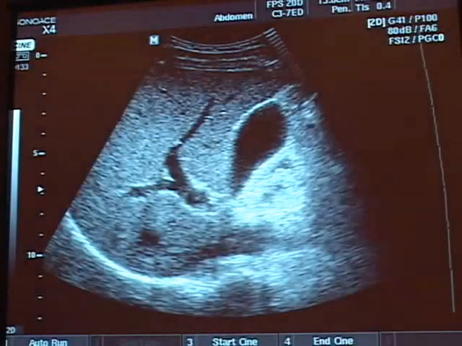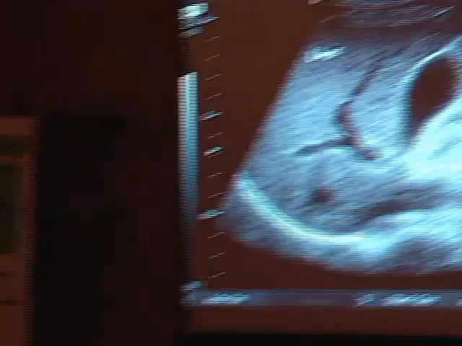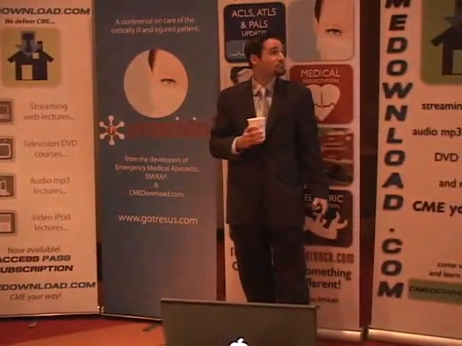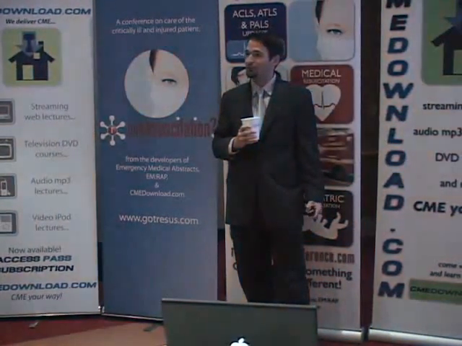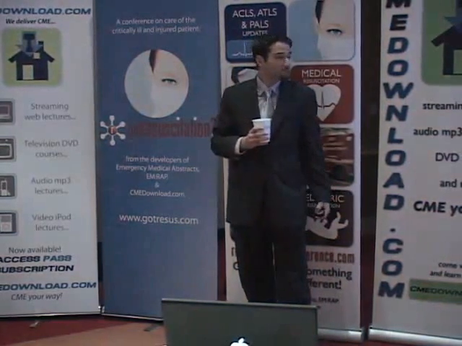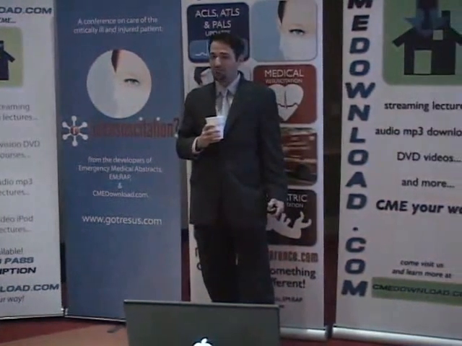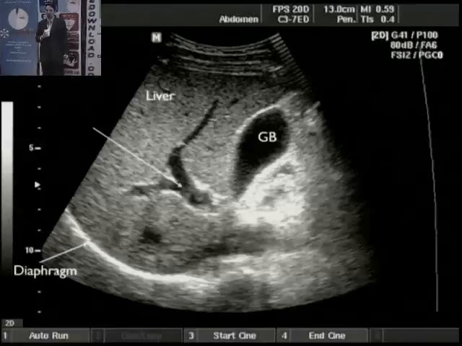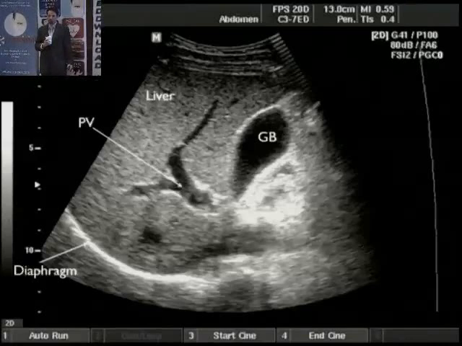Here's a still image which illustrates gallbladder anatomy and the related structures. So the liver is this homogeneous looking structure. Gallbladder is a sac filled straight in the center. This bright white line off to the side is the diaphragm. And then the main vessel that you see coursing through here is the portal vein.